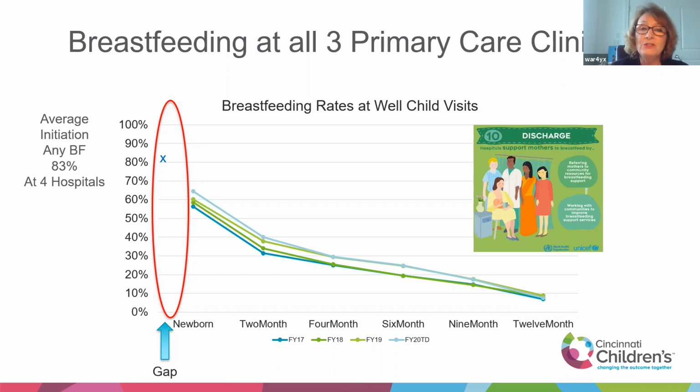And it's really important to note, though, that our primary care clinics don't see all the babies coming from these hospitals. It can range from 6 to 20%, depending on the hospital, who will come to our primary care clinics. So we are very interested in looking at the gap between initiation and continuation of breastfeeding. This is in line with step 10 of the 10 steps to successful breastfeeding to support mothers as they go home from the hospital. Next slide.